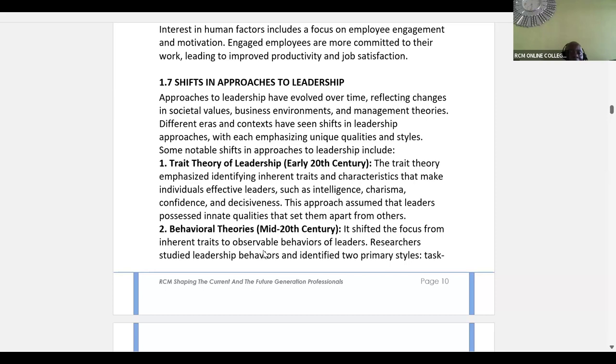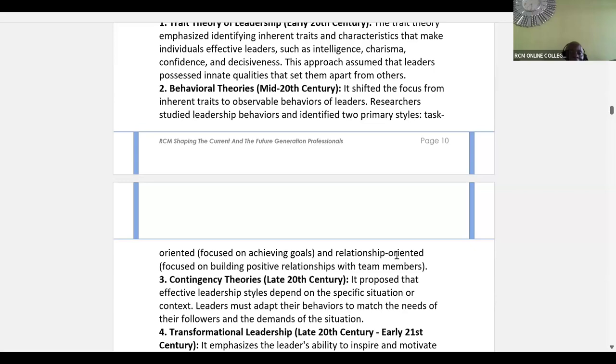Researchers studied leadership behaviors and identified two primary styles: task-oriented, focused on achieving goals. They're those kind of individuals who are just focused on achieving goals. And then we have relationship-oriented, focused on building positive relationships with team members so that now the team members can work for you. You simply look at how you relate with team members. The moment you're able to relate with them well, you're able to motivate them, they will work very well and company performance will improve.